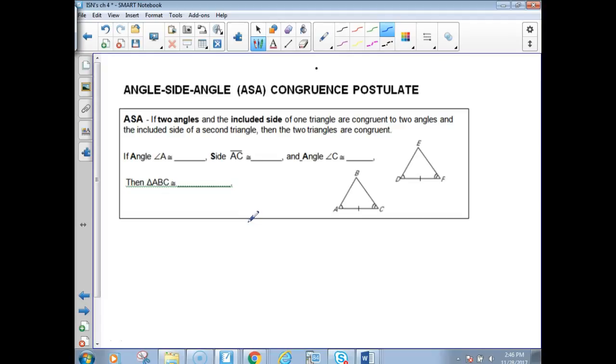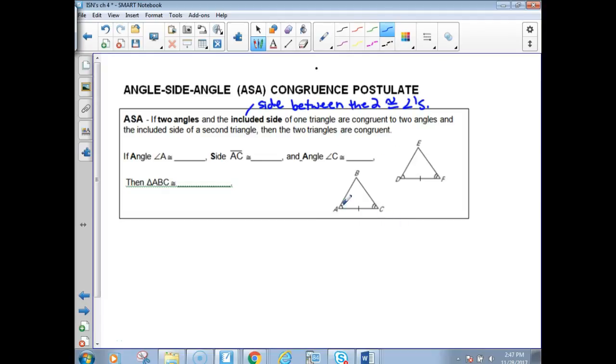Hopefully you understood side, side, side, which is when all three pairs of sides in two triangles were congruent, so the triangles were congruent. SAS, two sides and the included angle. Now it's going to be an angle and a side and an angle, which means two angles and the included side. So that would be the side between the two congruent angles. So if two angles and the included side of one triangle are congruent to two angles and the included side of a second triangle, then the two triangles are congruent.